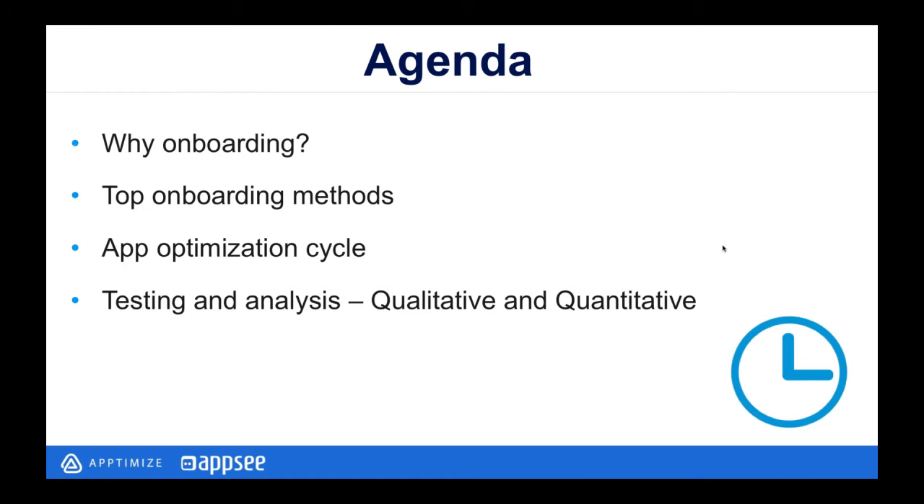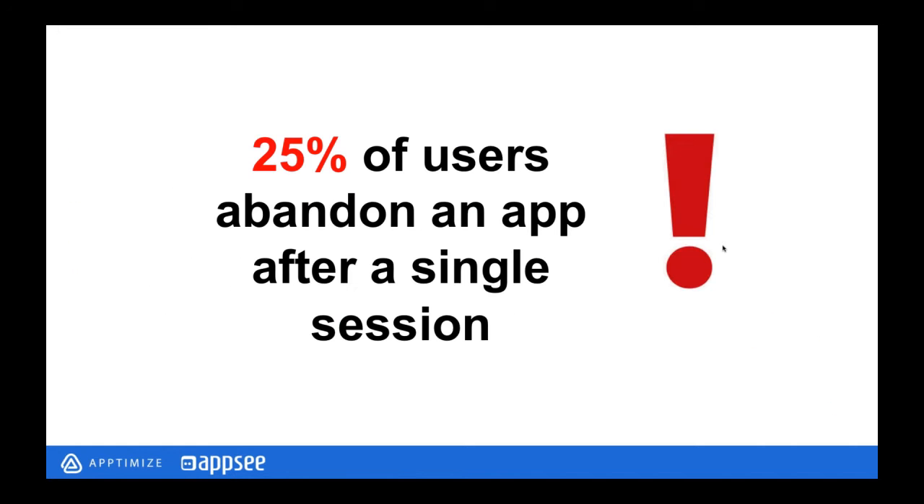All right, let's get started talking about what we're going to talk about today. So the first thing is why onboarding? Why is user onboarding important? We're also going to talk about some of the top onboarding methods that some of the best apps out there are using today. We're also going to talk about the app optimization cycle, which you can repeatedly use to improve your product. And also we're going to talk about testing and analysis, both qualitative and quantitative, with Optimize and AppSy.